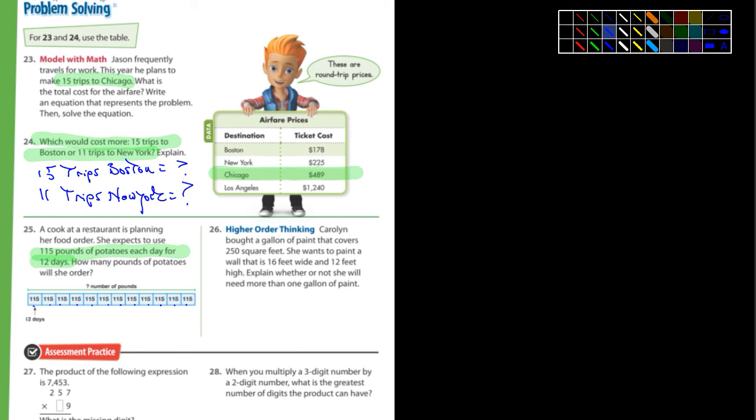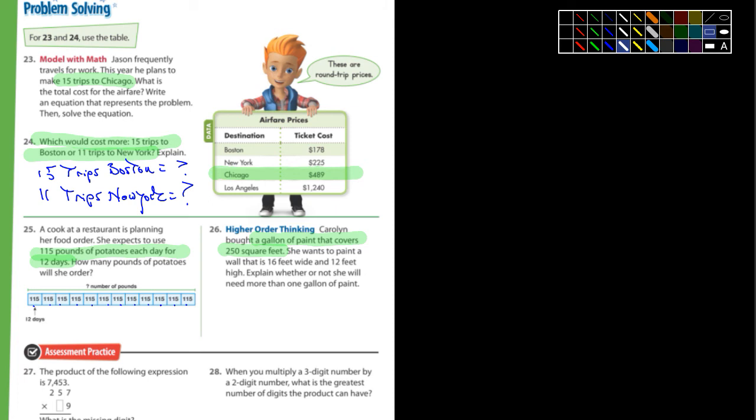26. Carolyn bought a gallon of paint that covers 250 square feet. So we're talking about area, and she wants to paint a wall that is 16 feet wide and 12 feet high. All right, so explain whether or not she will need more than 1 gallon of paint. So here's what's important: a gallon of paint covers 250 square feet. So let's look here. She's painting a wall that's 16 feet wide and 12 feet high.